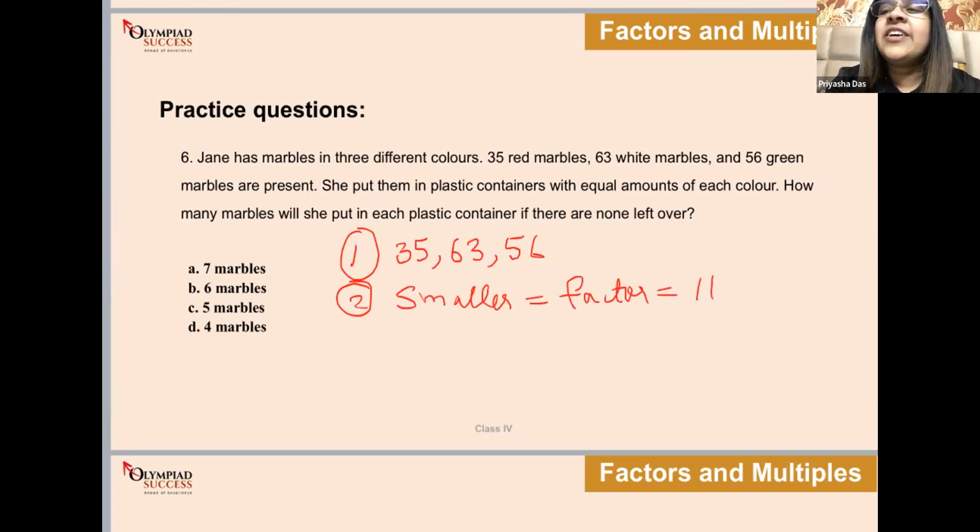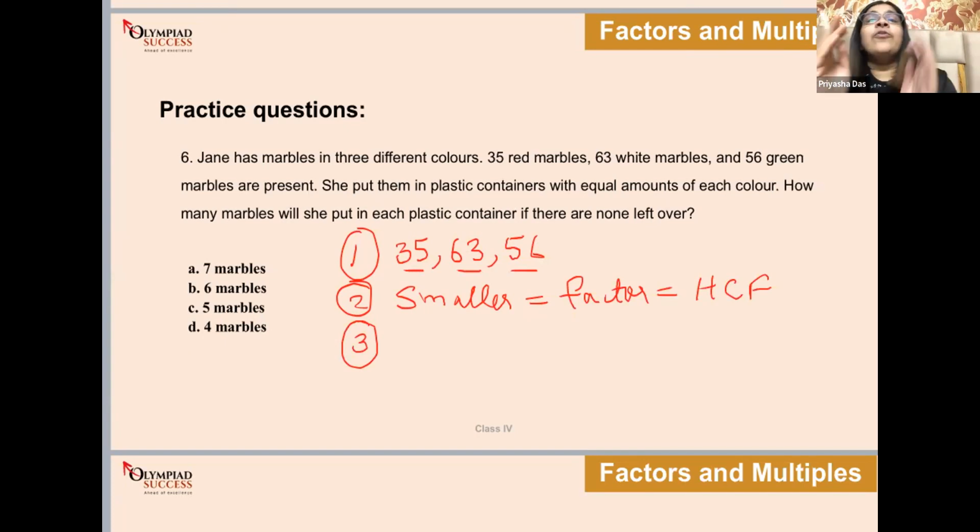Without calculating HCF, we will do option elimination now. What kind of option elimination? We'll try to see which option divides all the three numbers. Yes, Ria. 4. Okay. Which number is not divisible by 4 in 35, 63, and 56? 63 is not divisible. Good. 35 is also not divisible. Very good. So 4 is gone.